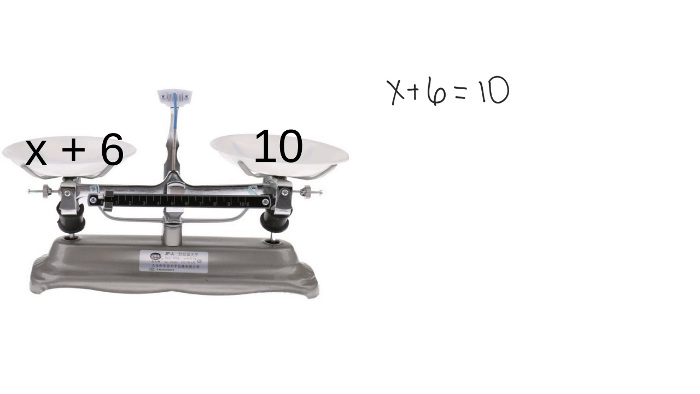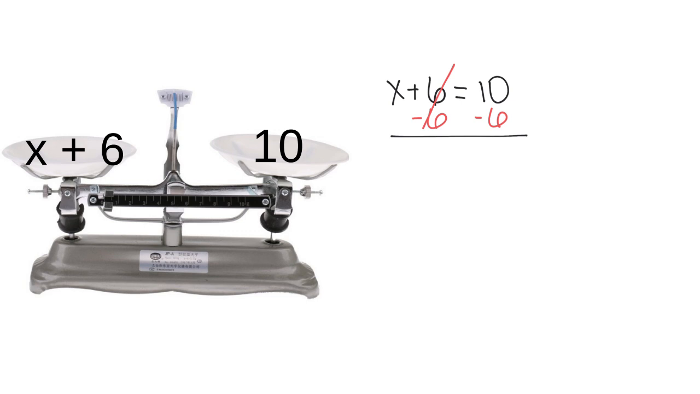It's currently a positive 6. So in order to get rid of it, we would need to subtract 6, because 6 minus 6 is 0, and that means it's gone. But if we're going to subtract 6 from one side of a balanced scale, and we want to keep the scale balanced, we're also going to have to subtract 6 from the other side to keep it even.